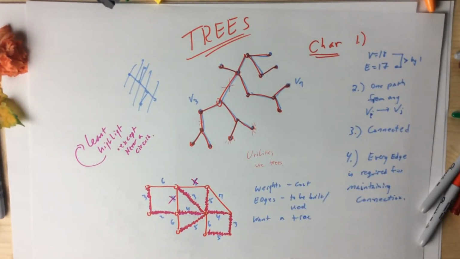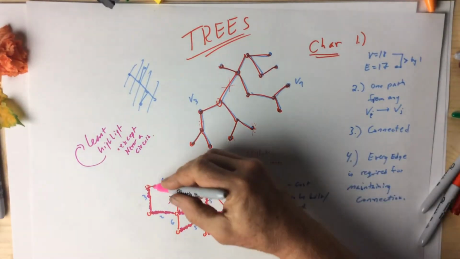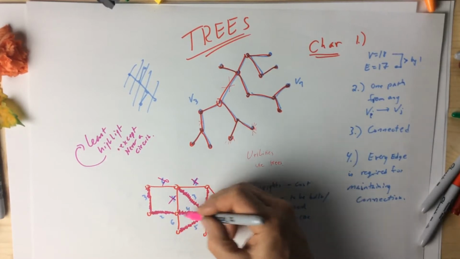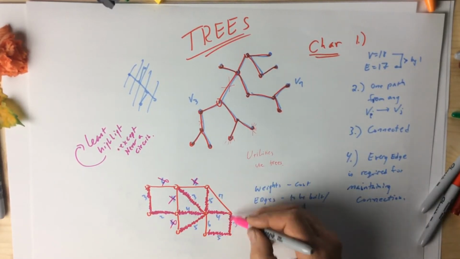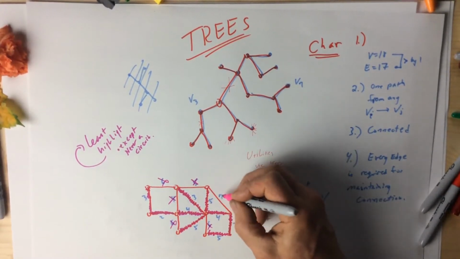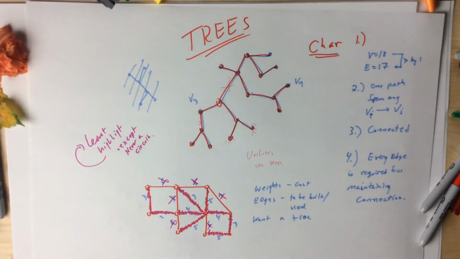Now, I want you to notice that if I put in a 6 here, I get a circuit. If I put in a 6 here, I get a circuit. If I put in a 6 here, I get a circuit. If I put in a 7 here, I get a circuit. There's nothing more to do. Everything is either highlighted or crossed out.